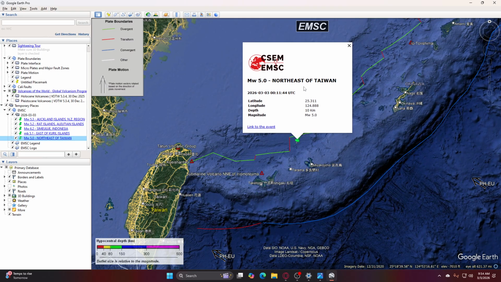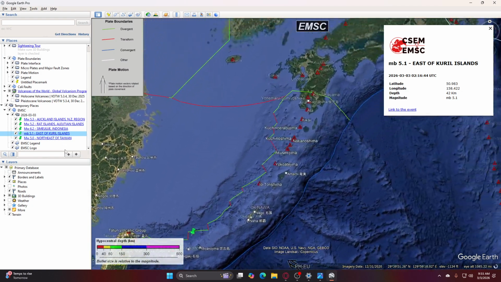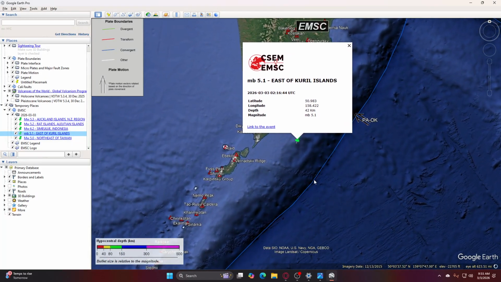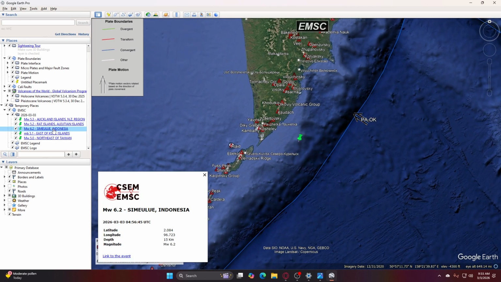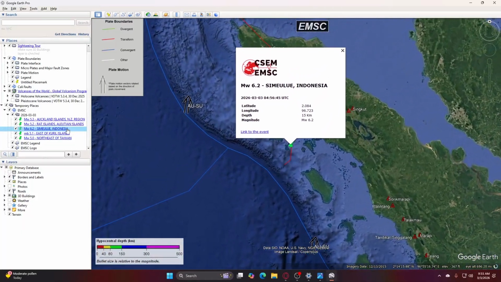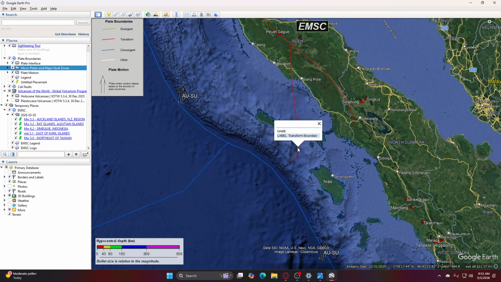So this is the 5.0 northeast of Taiwan at 10 kilometers deep. This was occurring near the Okinawa Trough. The next earthquake was a 5.1 east of Kuril Islands. This one is occurring near Russia, Kuril Islands, and it's the North American plate right here, which is a convergent boundary. Then we had a 6.2 in Sinabang, Indonesia, and EMSC has it as 15 kilometers deep, and it was occurring on a transform boundary.